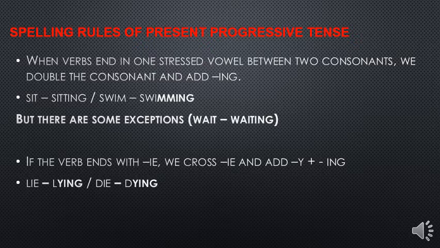For verbs that end with IE, like lie or die, what you have to do is to cross out the IE, add Y instead, and then ING. As you can see here in the example, we dropped the IE, we added Y instead, and then we added ING.